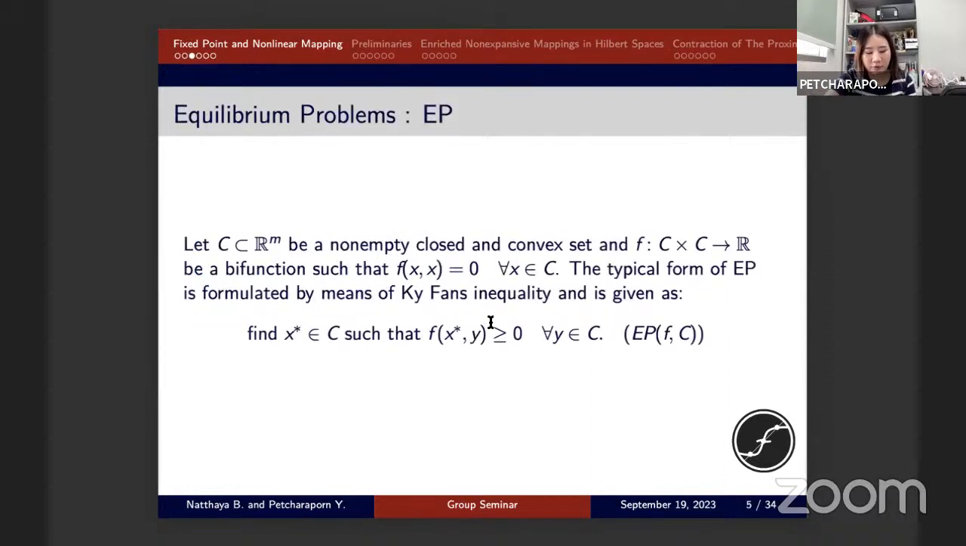And next, equilibrium problem. Let C, a subset of m-dimensional Euclidean space, be a non-empty closed and convex set, and f be a bifunction such that bifunction at a point x and x equal to 0 for all x in C. The typical form of equilibrium problem is formulated by means of Ky Fan inequality and given as find x star in C, such that bifunction f of x star and y greater than or equal to 0 for all y in C.